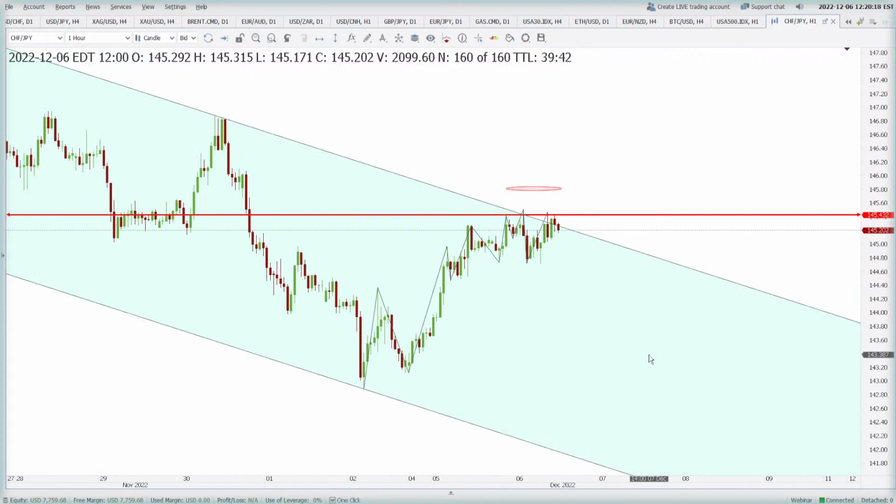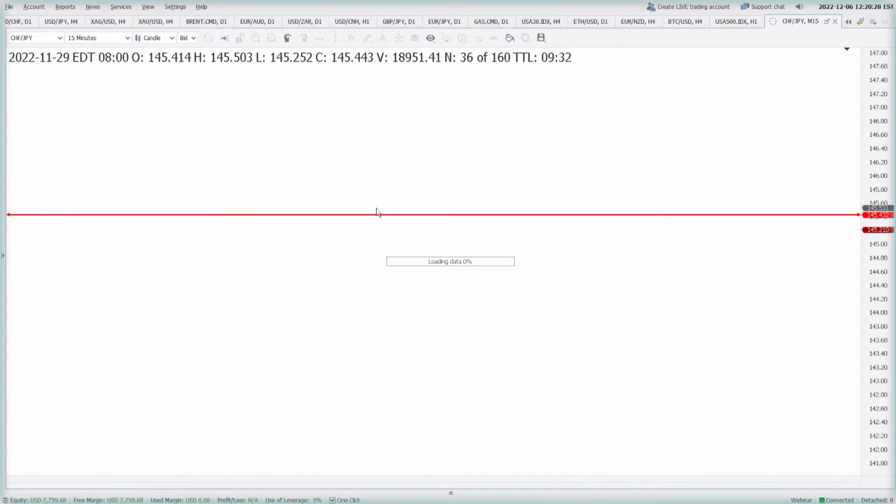Thank you for letting us know about the CHF JPY. This is a very good short entry right now at the price. And now I have switched to the 1-hour. You can switch it to even further, 15 minutes, right? Just to make sure that the trend has changed.